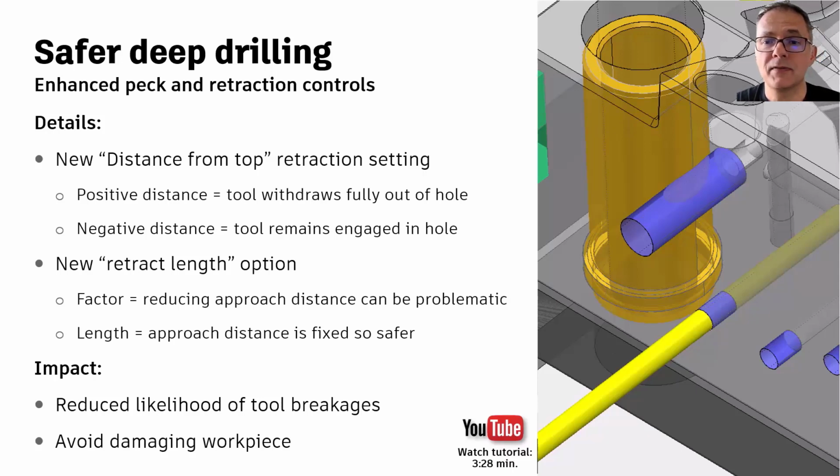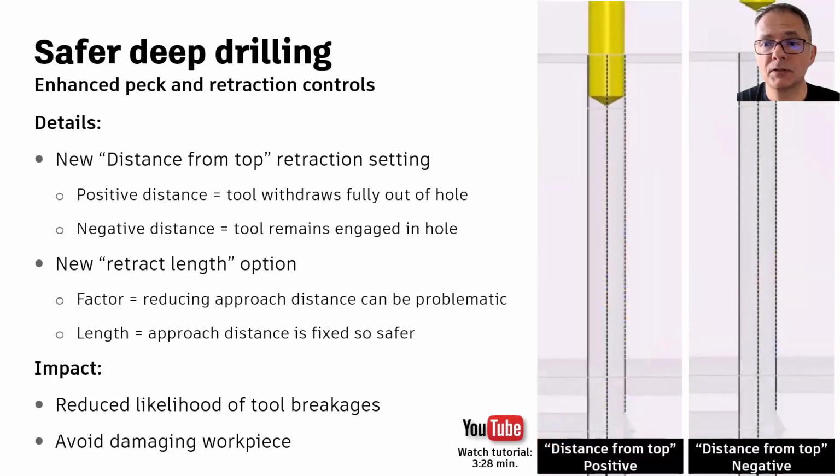Now, as we can see with this first video, it is possible for the tool to withdraw fully out of the hole, but this can be problematic as the tip of the tool may catch the edge of the hole as it re-enters, causing the tool to snap and possibly damage the workpiece. Now, to address this, PowerMill now includes an option called Distance from Top that controls how far the tool withdraws out of the hole.